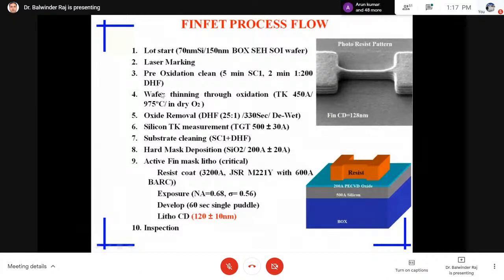This is DHF, dilute hydrofluoric acid. If I have a concentrated hydrofluoric acid, then definitely the time will be a little bit small. Then we have thinning through the oxidation, then oxide removal with the help of dilute hydrofluoric acid, then silicon. How much time is required for which material is mentioned here. So this is the fabricated data for a FinFET.